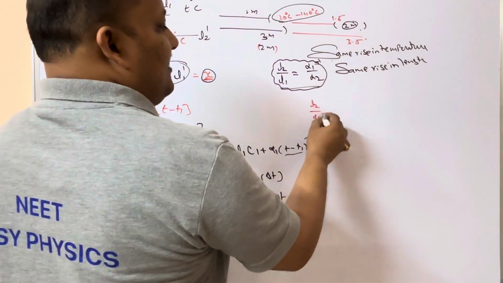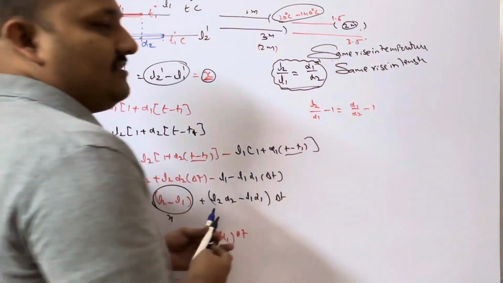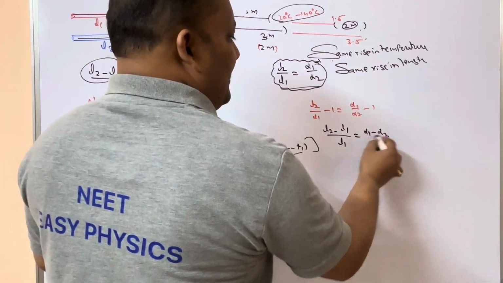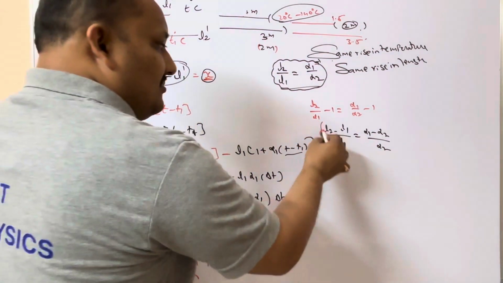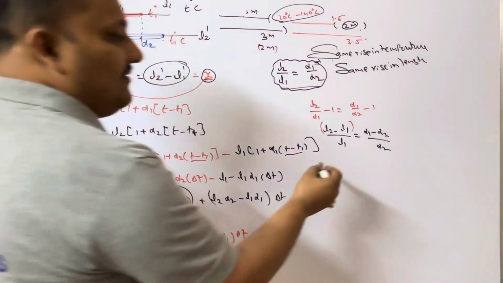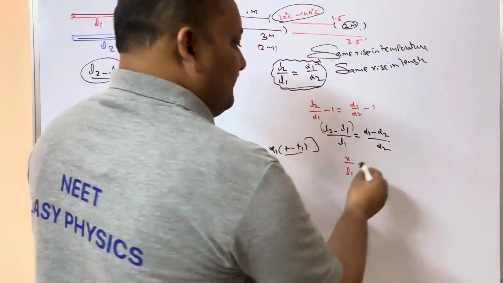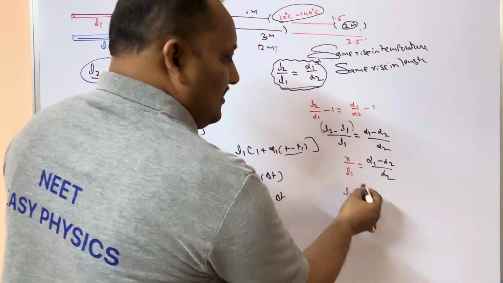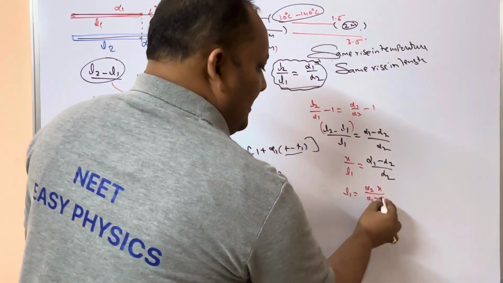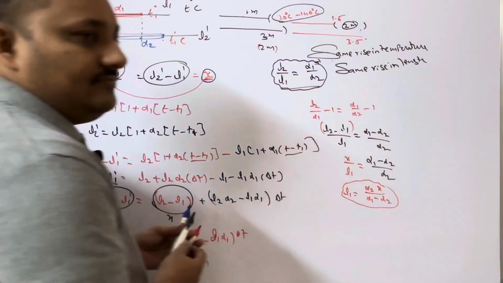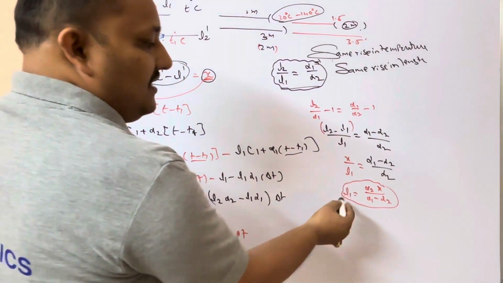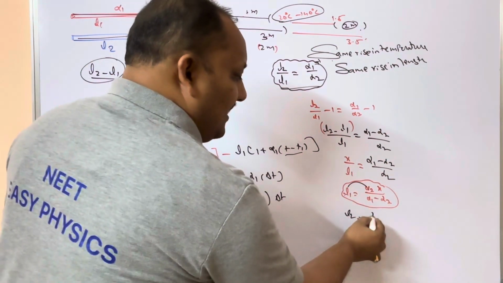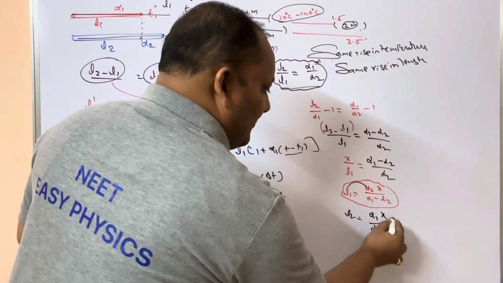So let us assume we take L2 by L1 minus 1, alpha 1 by alpha 2 minus 1. Both sides we made minus 1. Then L2 minus L1 by L1 is equal to alpha 1 minus alpha 2 by alpha 2. What is L2 minus L1, we came to know: X. Therefore, X by L1 is equal to alpha 1 minus alpha 2 by alpha 2. Then what is the initial length L1? They will ask: alpha 2 X by alpha 1 minus alpha 2. Like that they will ask L2 also. If they are asking L2, L1 you got, now L2 here you will get alpha 1 X by alpha 1 minus alpha 2.